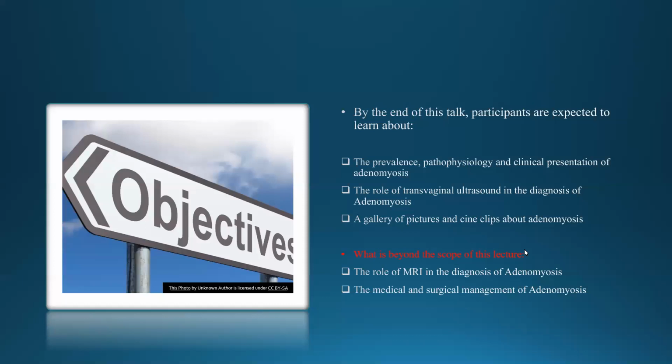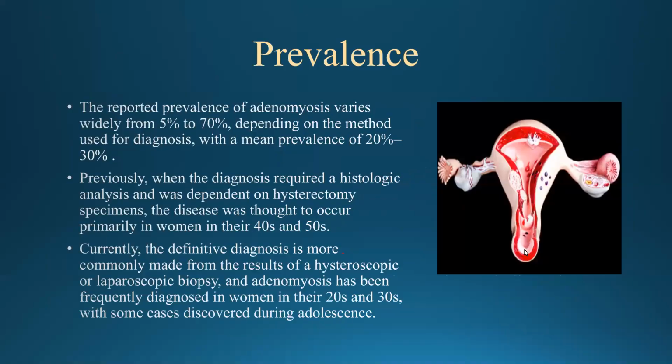I would start my topic talking about the prevalence, because when I did the literature search, there were quite some changes about the prevalence of adenomyosis. The reported prevalence varies widely from about 5 to 70%, depending on the method used for the diagnosis, with a mean prevalence of 20 to 30%. Previously, the diagnosis required a histological analysis, and it was dependent on hysterectomy specimens. The disease was thought to occur primarily in women in their 40s and 50s.